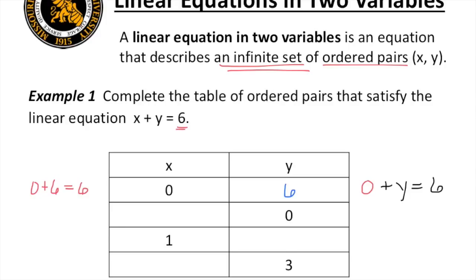In our second row, we're told that y equals 0. So replacing y with a 0 and solving for x, we get x equals 6. And again, checking this out, 6 plus 0 does give us the 6 that we want in our equation.